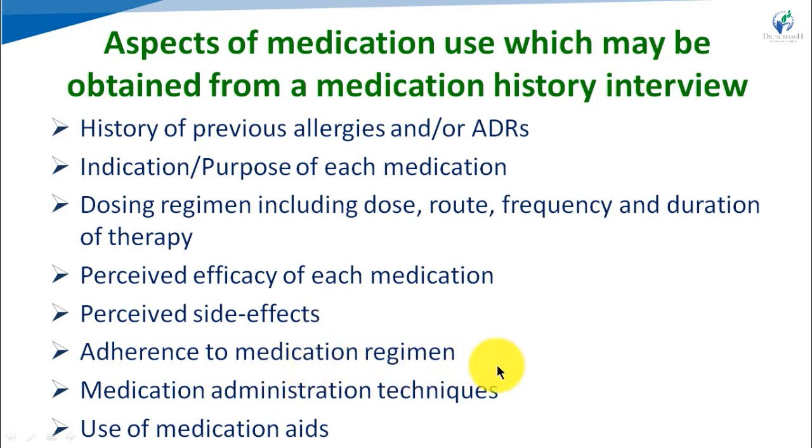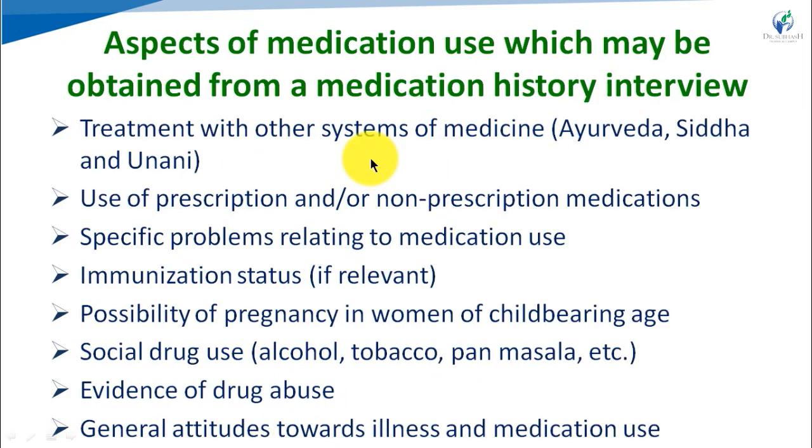then adherence to medication regimen, then medication administration technique, by which technique the medication was given to the patient, and use of medication aids. देखिए यहाँ पे अगर कोई patient medication aids use कर रहा है, so whether he has used it properly or not, we can have an understanding about this from the history interview. Then treatment with other systems of medicine, again Ayurvedic, Siddha or Unani, any medicine if the patient is taking, then we can have the treatment with the other system, whether he is taking other medicine or not.